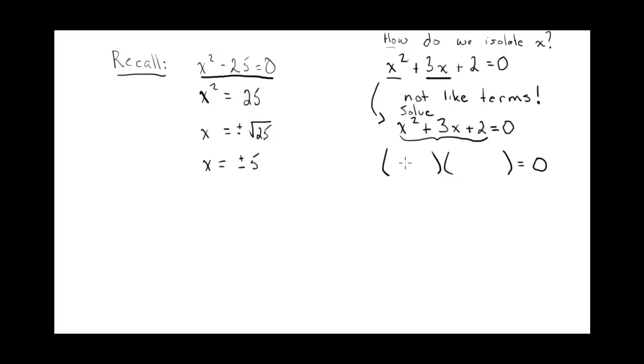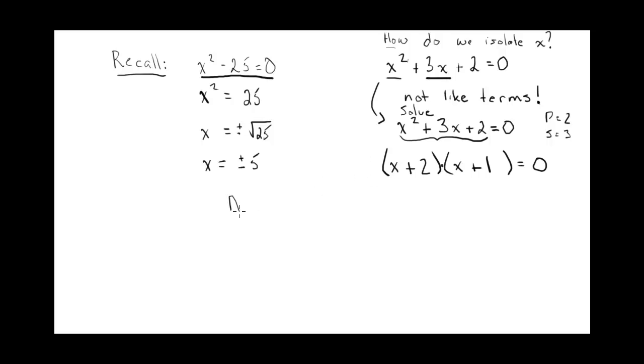The first term is x squared, so there'll be an x and an x. And then I need to think of the numbers whose product is 2 and whose sum is 3. The sum is the middle term, the product the last term. Well, those numbers are 2 and 1. So I've reduced this to this: x squared times x plus 2 times x plus 1 equals 0, right? That's what operation is happening here. Well, how does this help me solve for x?